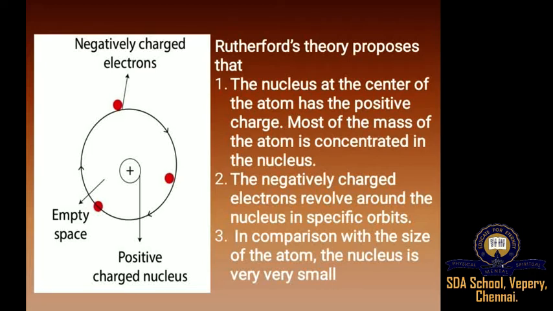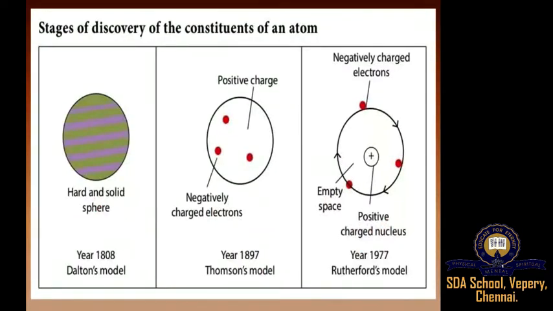So these are the postulates of Rutherford. Stages of discovery of the constituents of an atom. The first is Dalton's model, right? In the year 1808, he said that an atom is spherical in shape. That's all he said. Then Rutherford continued.